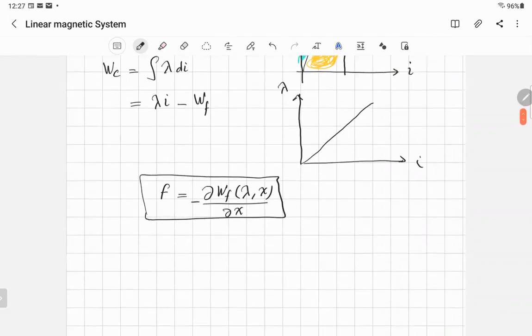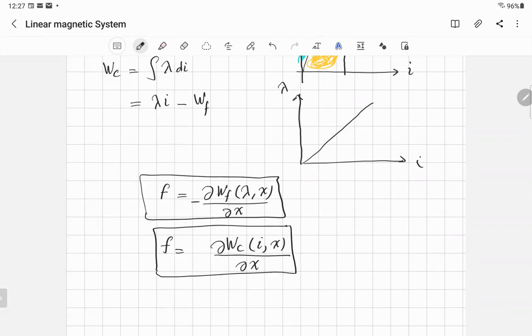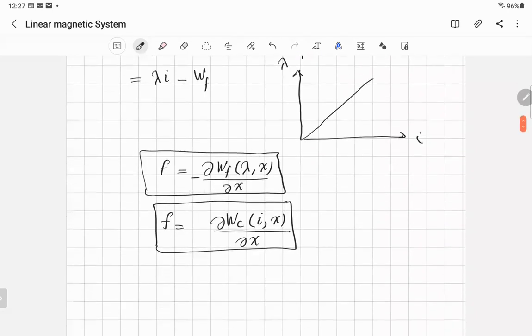The other option, when you have current as the independent variable, you can get the same force by differentiating WC, which is a function of I and x, with respect to x. That will give you the force. So you got two options, this or that, and both give the same answer. So that's what we did last time, and we did an example for how to find the force.